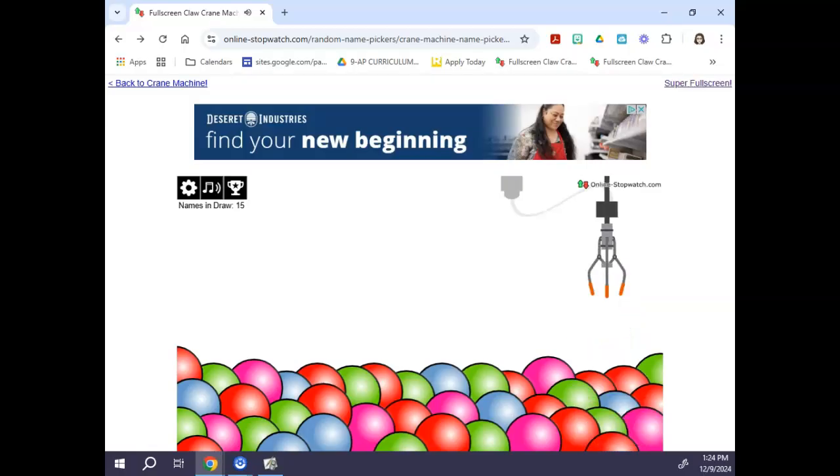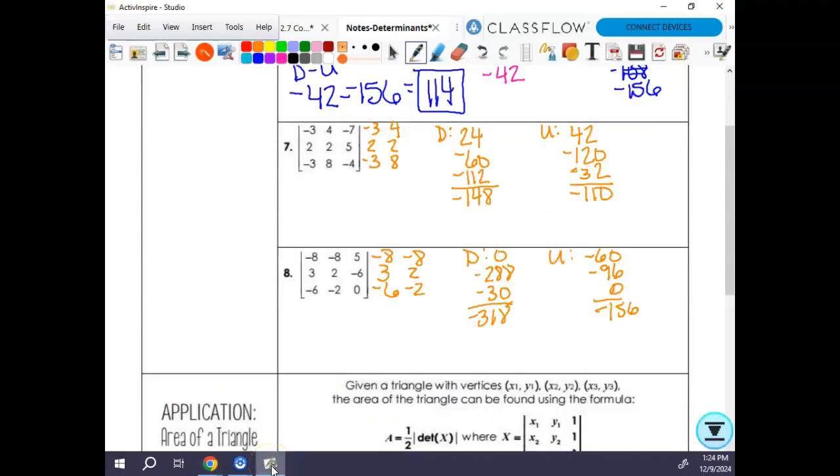Maria and Sandra. All right, Maria, what did you get for number 7? Negative 38. Okay, y'all agree with that? Yep, down minus up. Very good. All right, Sandra, what did you get for number 8? Negative 162. Do we agree with that? Yes. Okay, good job. So fairly simple, right?